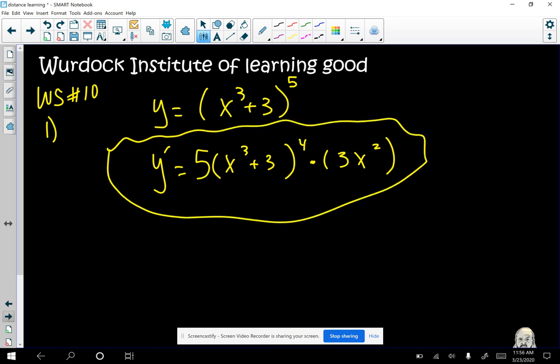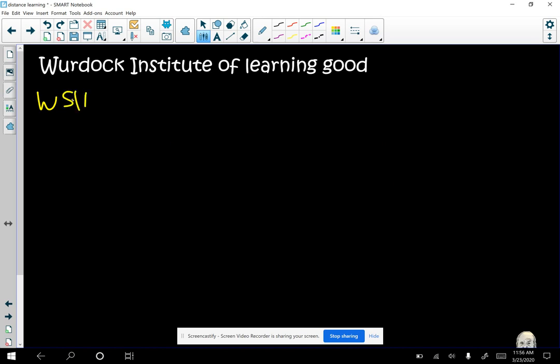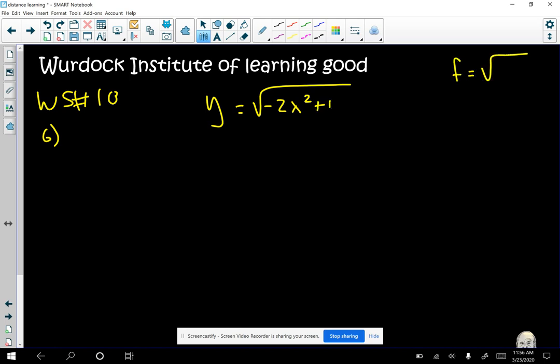Alright, on worksheet number 10, let's try problem number 6. Let's give that a shot. They wrote it like a function, you'll notice, but you could just write it as y or g, or you could call it your own name if you wanted to. And the first thing they did was have a square root of negative 2x squared plus 1. So hopefully you can see that the outer function is the square root function. I can't really do calculus on that, so I'm going to rewrite this.